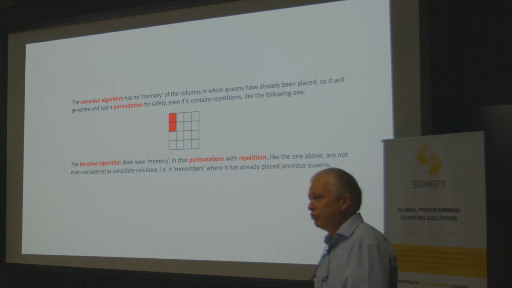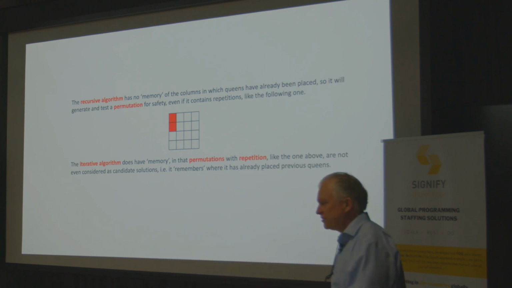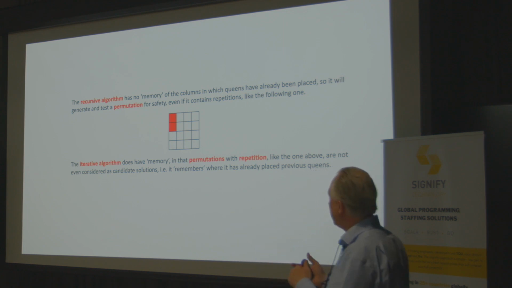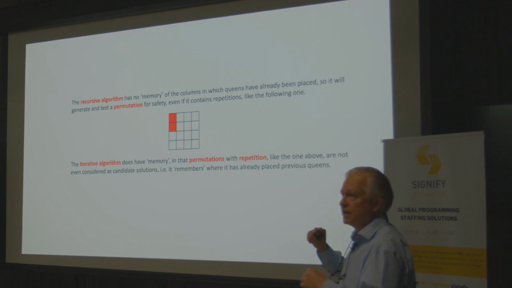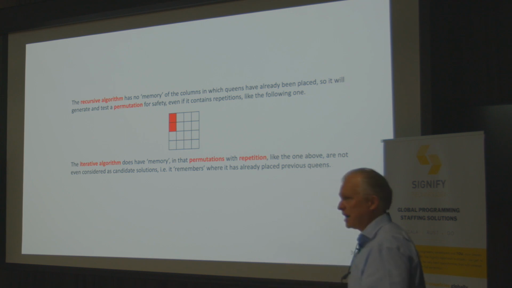And so to conclude this talk, I want to leave you with one thought. The recursive algorithm has no memory of where it's placed queens so far. So it will happily generate a board which has queens in the same column, and then it will check them for safety, pointlessly. Whereas the iterative algorithm has memory.